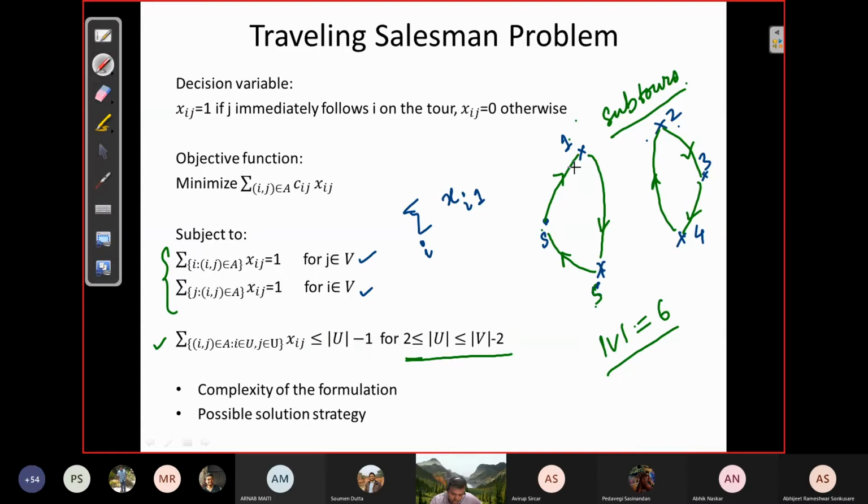So if you consider this S 1, 5, here mod of U is 3. You check if it fits into this constraint case. So 3 is lying between 2 and 4, right? So that means this subtour constraint will apply to this. It says that summation Xij should be less than or equal to mod of U minus 1, which means 3 minus 1, which is 2. But here what is the case? You have 3. So when you add this constraint for this particular subtour U, this subtour will not be formed. This constraint will prevent it from forming. Are you getting it or not?